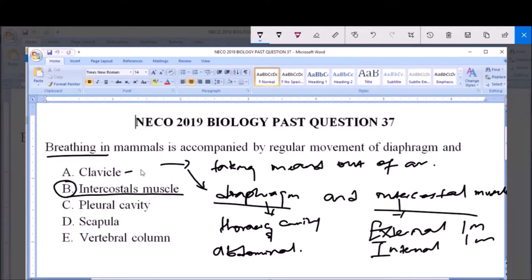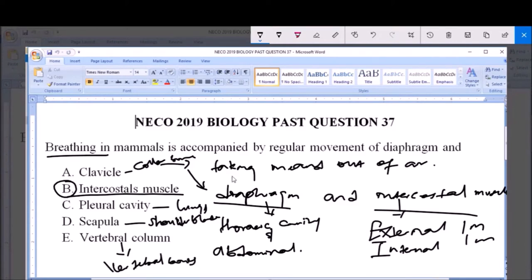Clavicle here is a bone, we call it the collarbone. The pleural cavity is the cavity occupied by the lungs. The scapula is a bone, also known as the shoulder blade. And the vertebral column is the vertebral bones. So the answer to this question is option B, intercostal muscle.